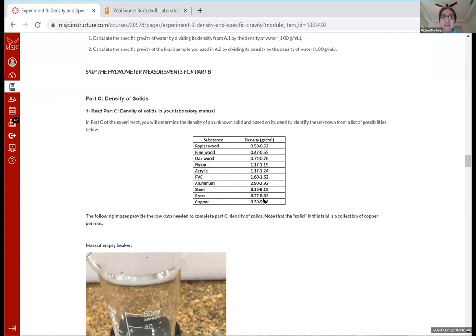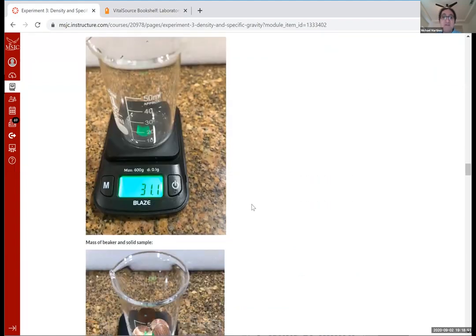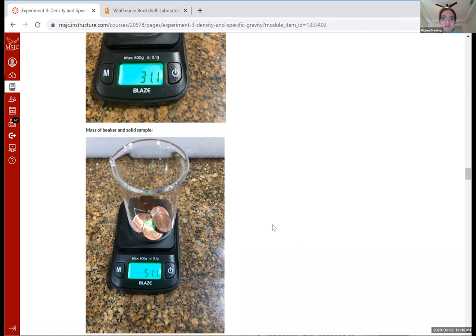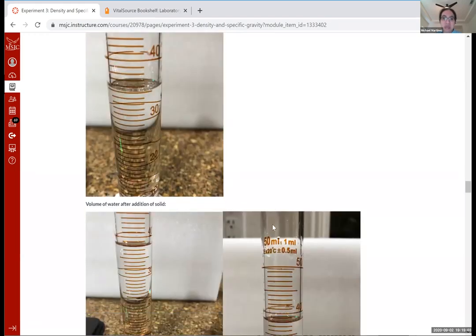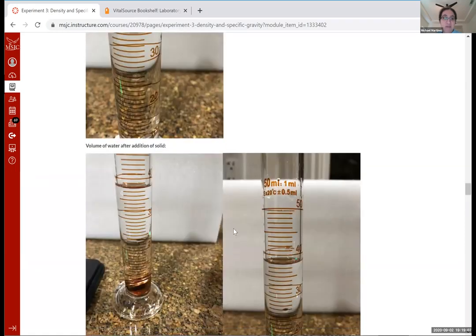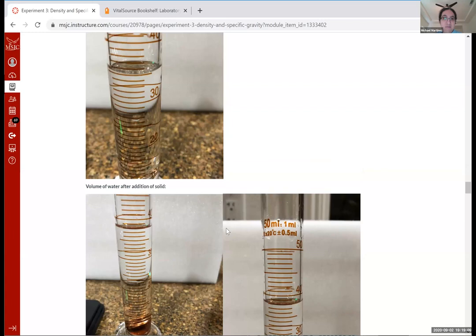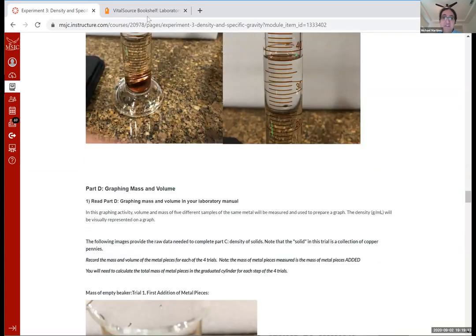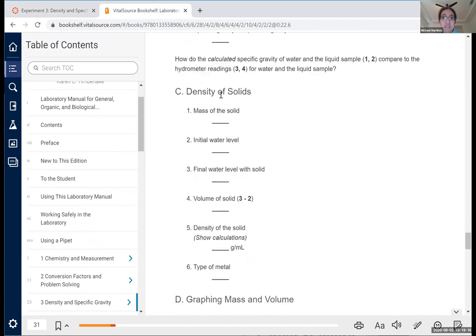For part C, for the density of solids, one thing to note, rather than a single piece of metal, I've used a collection of pennies as your solid. And here's the data showcasing the initial volume and the volume of solid. So from each of these pictures, you'll be able to collect your data for part C, the density of solids.